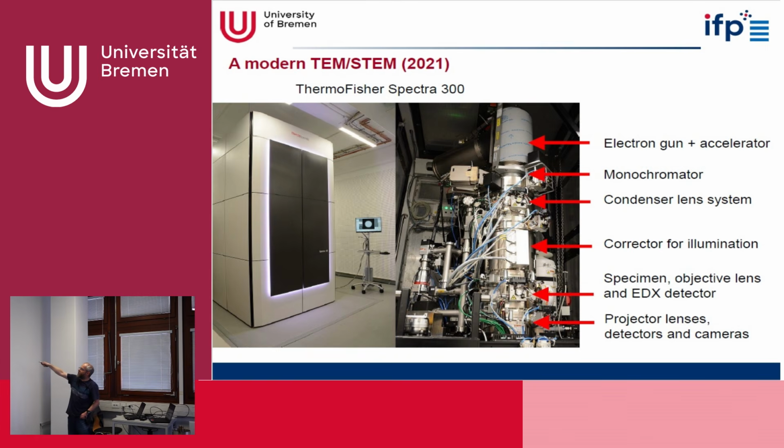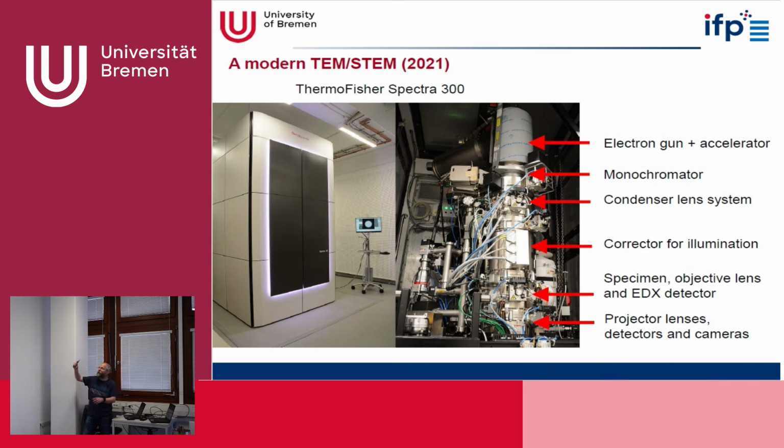Then there is a condenser lens system which focuses the electrons onto the specimen, which is situated in this plane here. In between there's a corrector for the illumination in this case. I will come back later to what it is good for. Then we have projector lenses with which we get a more magnified image of the specimen, and we have further detectors, for example for energy dispersive X-ray spectroscopy, and further cameras.